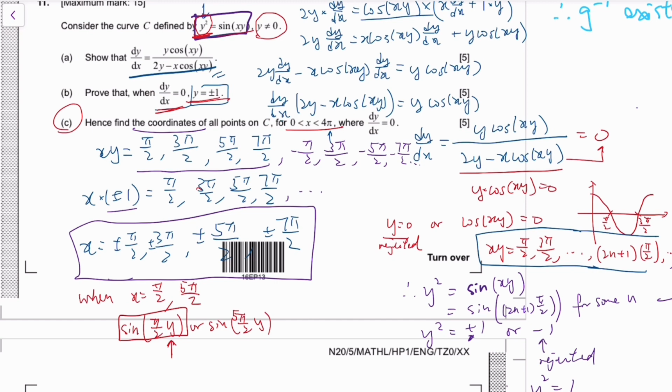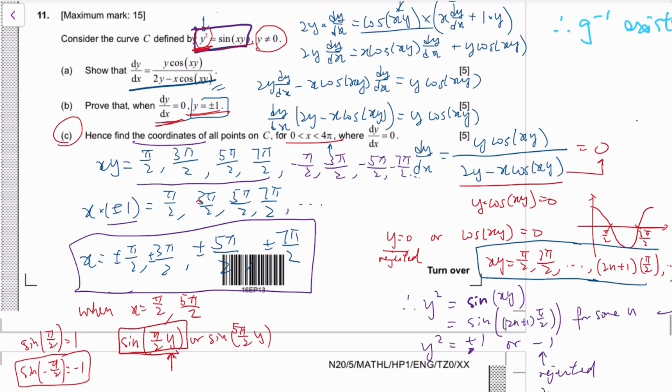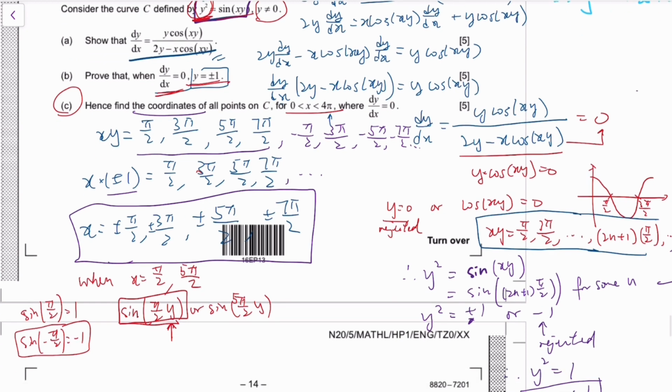When you sine, it needs to be positive 1. And we know that if you sine positive pi over 2, you get 1. But if you sine negative pi over 2, you will get minus 1. So that means y cannot be minus 1, because if y is minus 1, then this would never equal y squared. Remember, y squared is always positive 1. So for this one, y has to be 1.